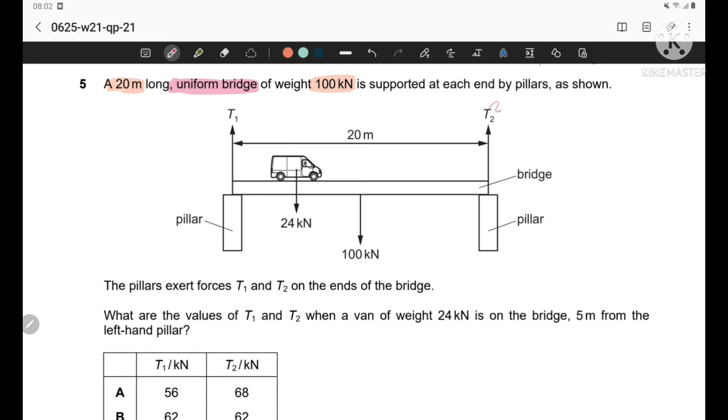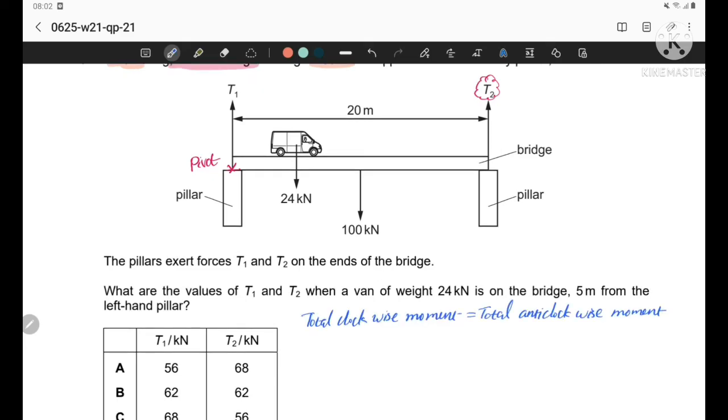Initially we can find the value of T2. For that we should consider the pivot as the first pillar. So this point we can consider as the pivot, and we can find out the clockwise and anti-clockwise moments, and we can equalize them. As this bridge is balanced and not moving, it's in equilibrium. In that case we can equate the total clockwise moment to the total anti-clockwise moment about the pivot. So now we consider the pivot as the point where T1 is acting, and let's look at what are the clockwise moments acting on this point and what are the anti-clockwise moments acting.